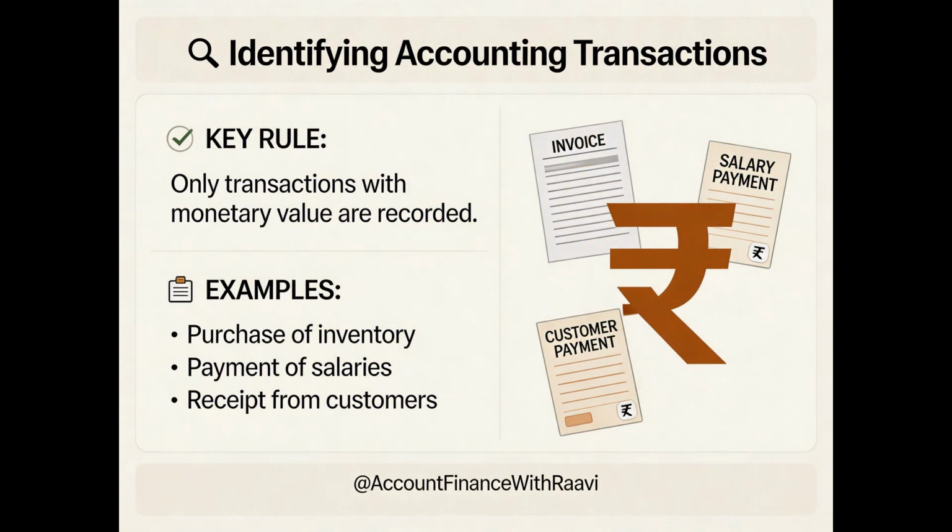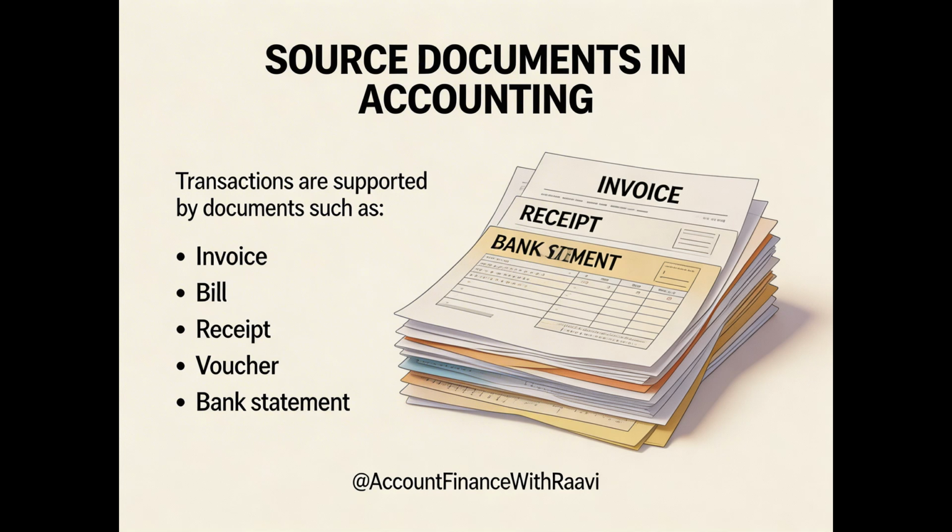If you see the basic accounting cycle, it starts with identifying the accounting transactions. As I mentioned earlier, only transactions with monetary value are recorded, like the purchase of inventory, payment of salaries, receipt from customers. In order to record these business transactions in company books, we need some evidence. These are the proof for the business transactions, like invoice, bill, receipt, voucher and bank statement.